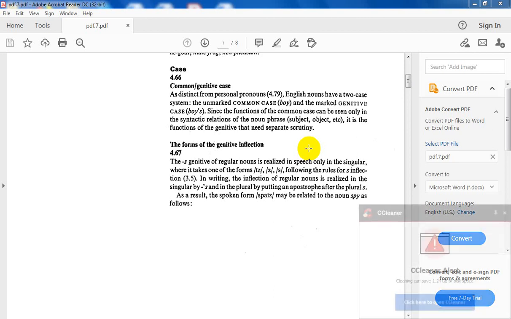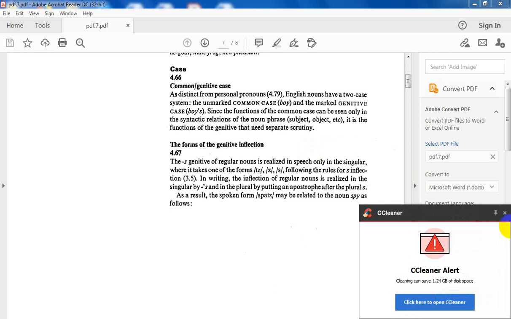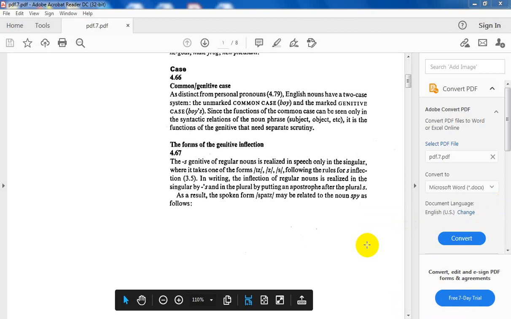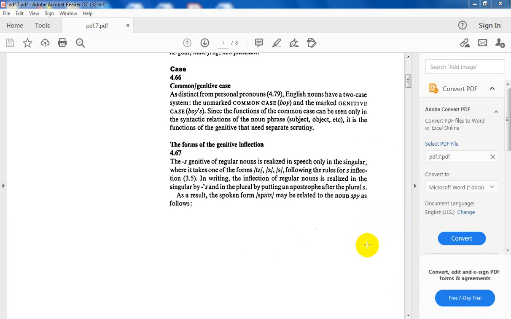The genitive case of nouns has two forms, called S genitive and of genitive. طبعا this is what is here. It is a description of how to pronounce the S genitive when added to nouns. طبعا when I add apostrophe plus S to the noun, I change the case of the noun from the common case to the genitive case.